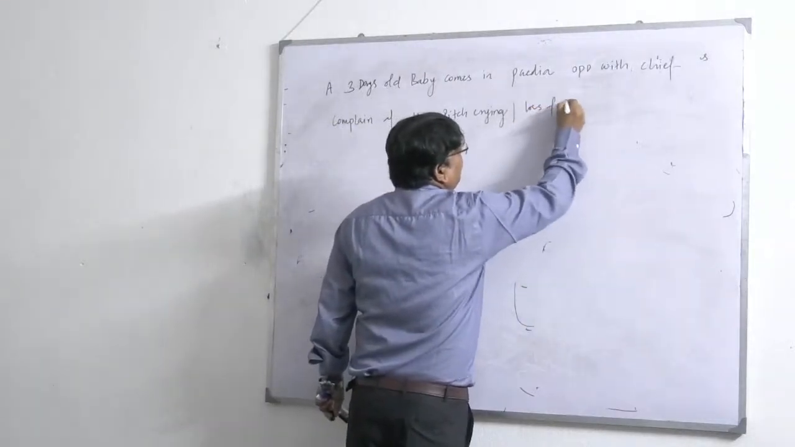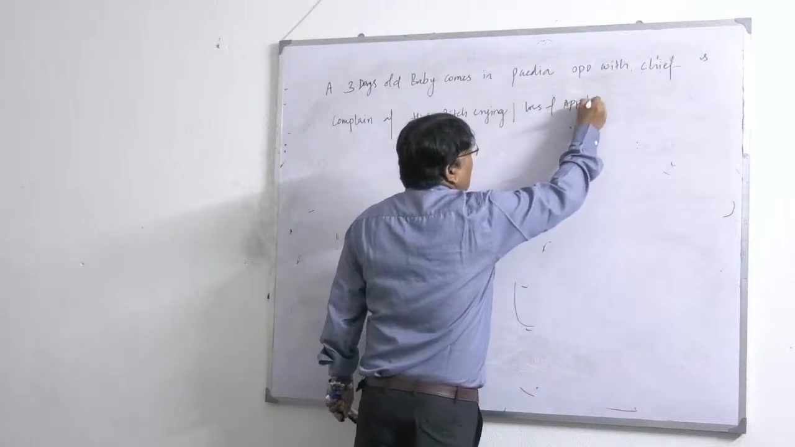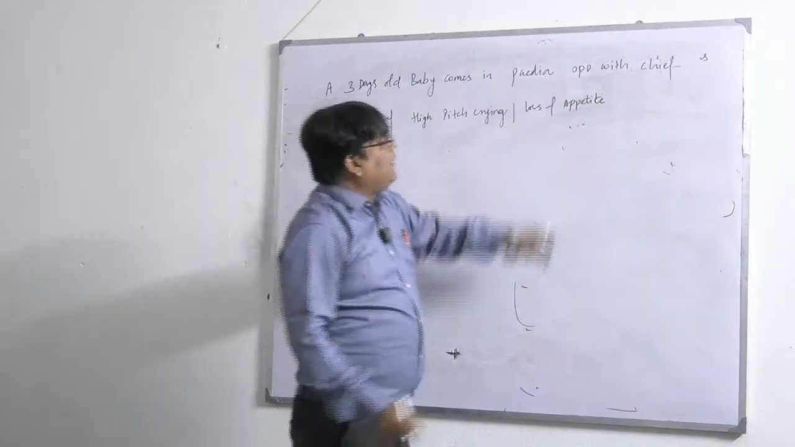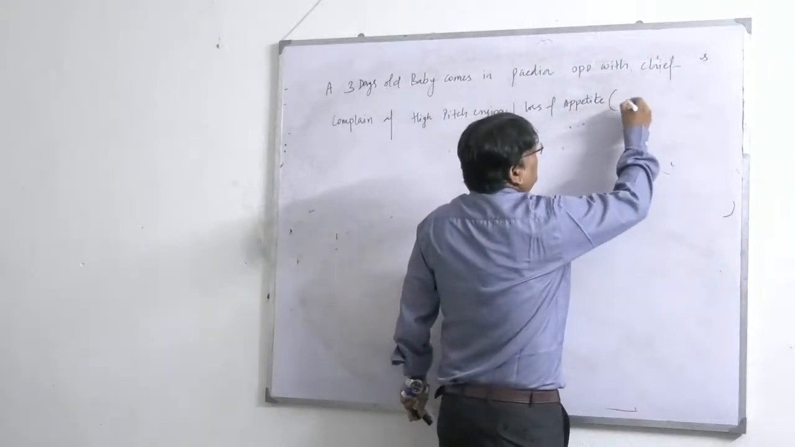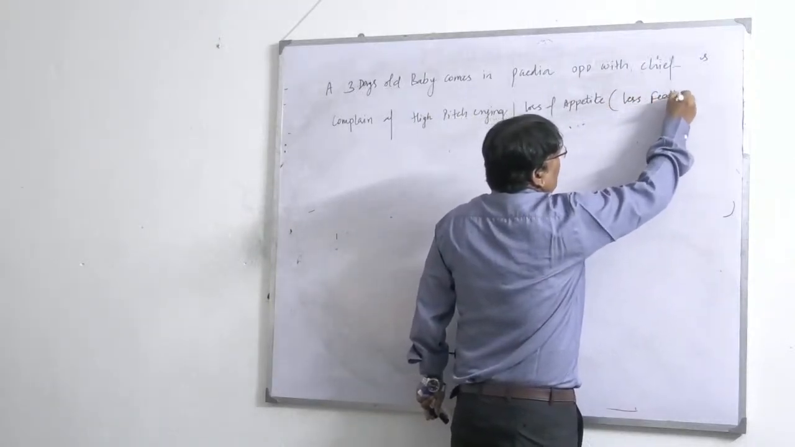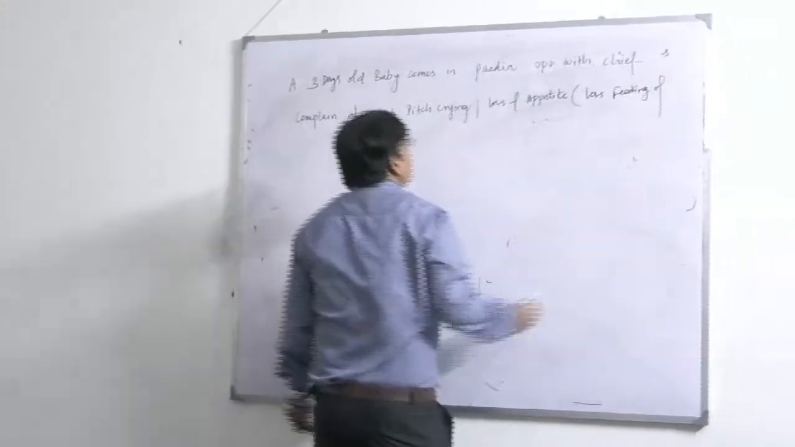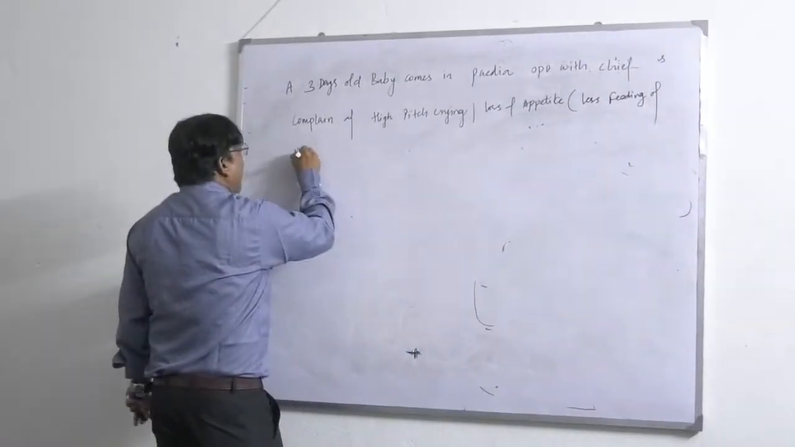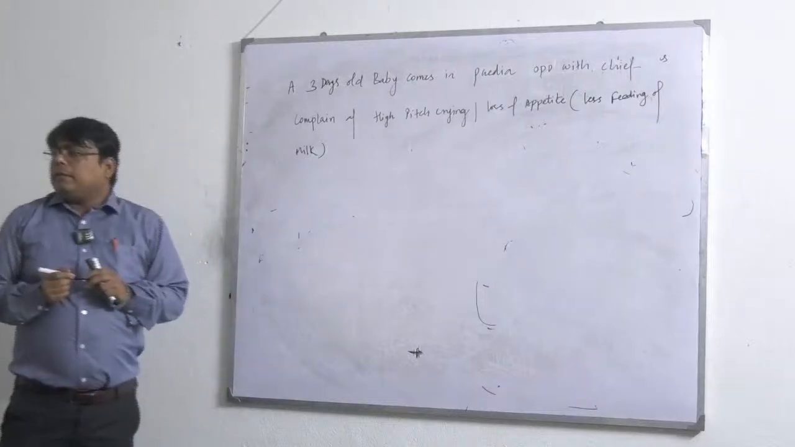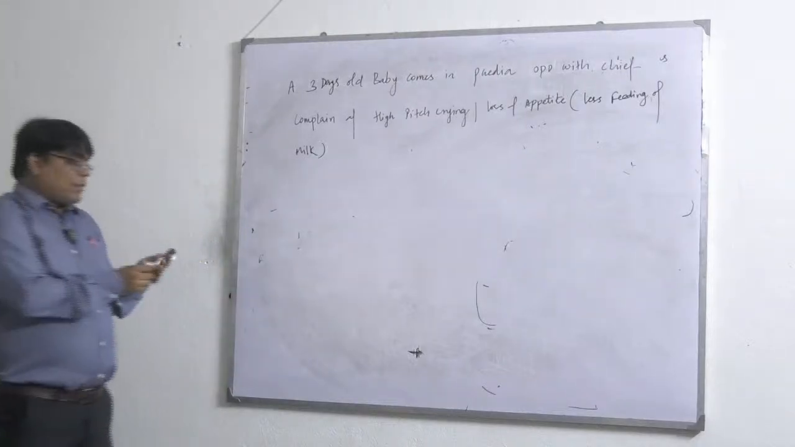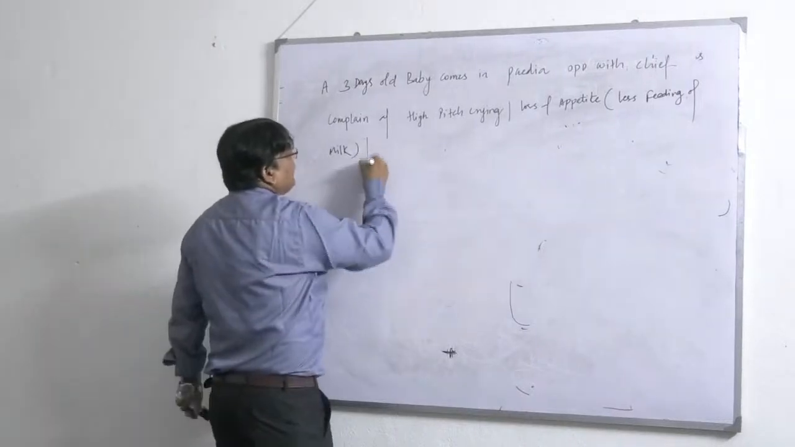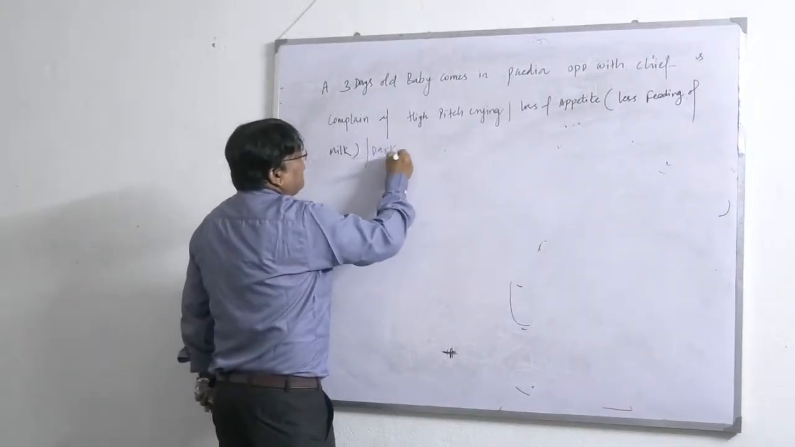Loss of appetite. Loss of appetite in children is a clear symptom of less feeding of milk. Less feeding of milk. Okay, and dark stool.